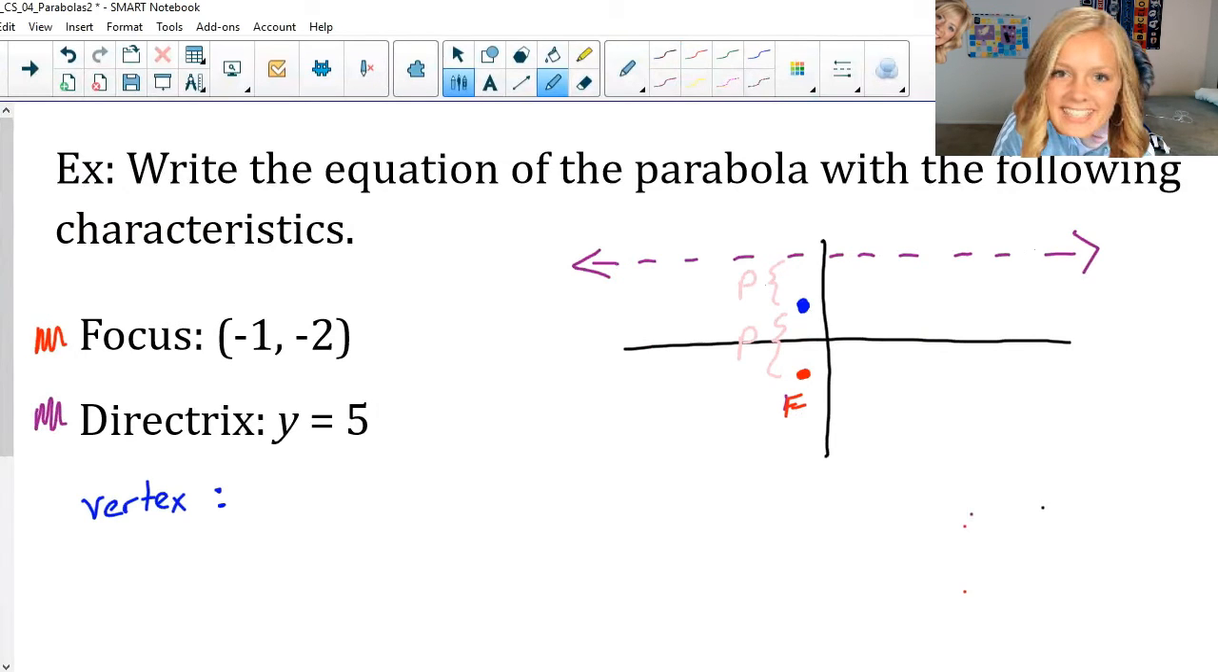Luckily, we do already know that from the focus to the directrix, so going from a y value of negative 2 up to a y value of 7, so that's 7. Right, so halfway between that point, because the vertex is always perfectly in the middle between the focus and the directrix, that vertex would be negative 1, 7/2.